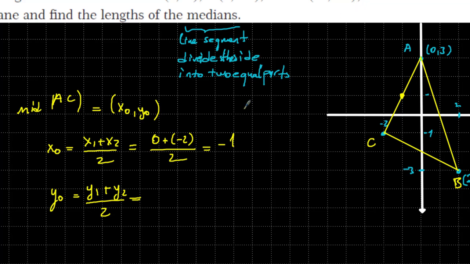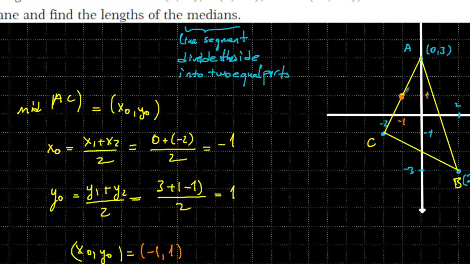3 plus minus 1 over 2, that's equal to 3 minus 1, which is equal to 2 over 2, it's equal to 1. So the coordinate x0 and y0, I'm going to change the color one more time, is equal to minus 1 and 1, as you see, this point.